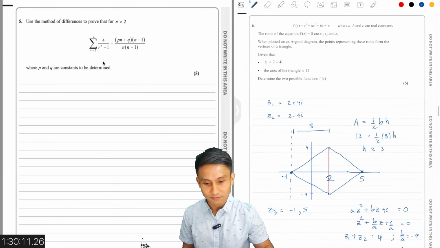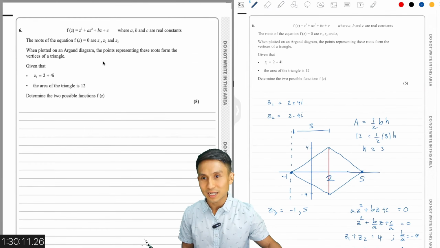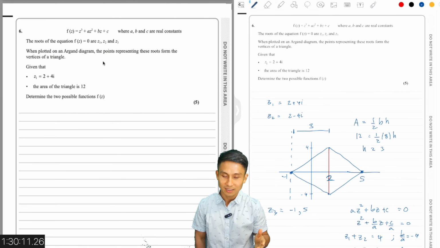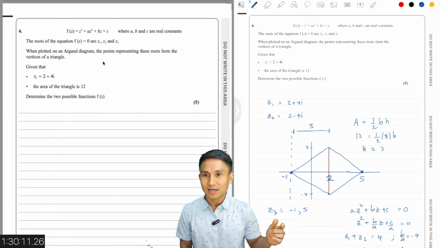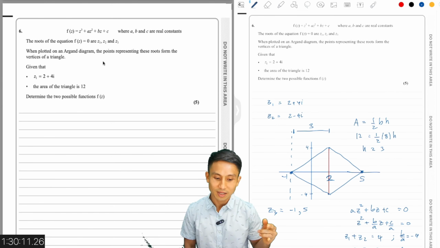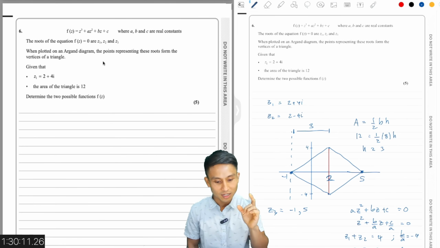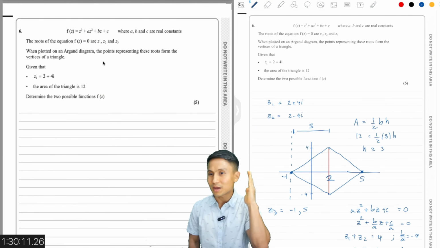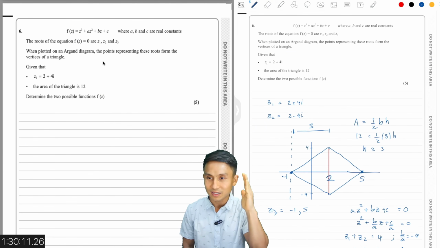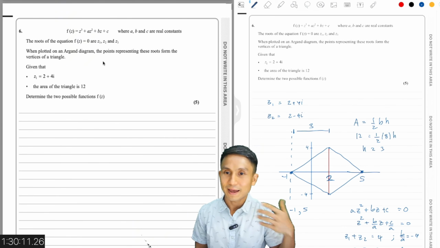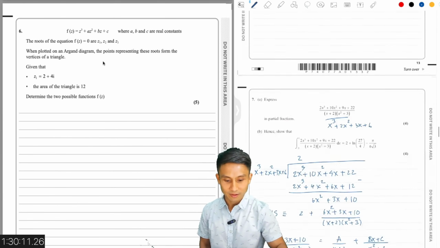So that's important. Number 6, well, this is not too bad, but you need to visualize this. The real roots are on the x-axis in the Argand diagram, and the complex roots can be anywhere, but we know the 2 complex roots here, so we plot them, and I made the vertical line the base. That's the key there, to find the area of the triangle. So use a bit of logic here, and then you should be fine, right?